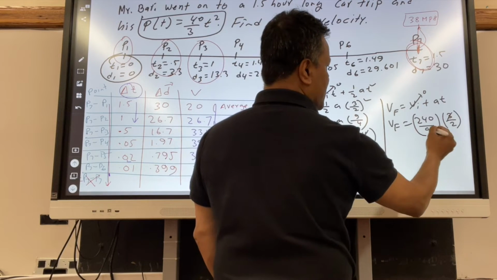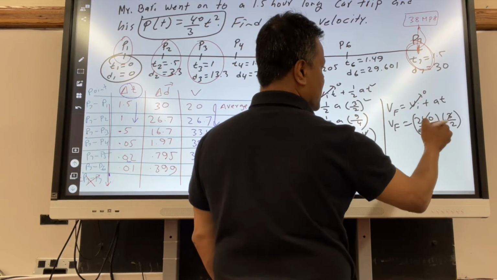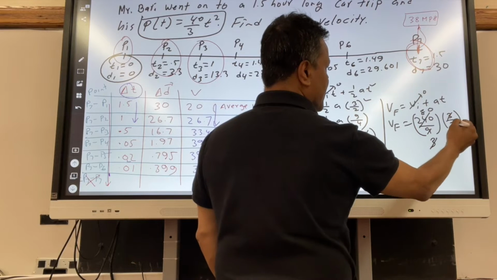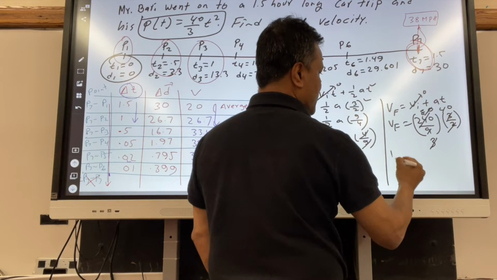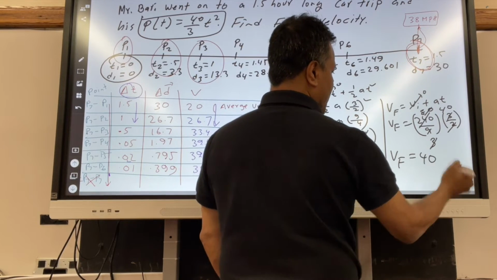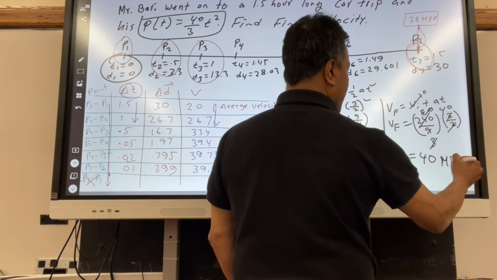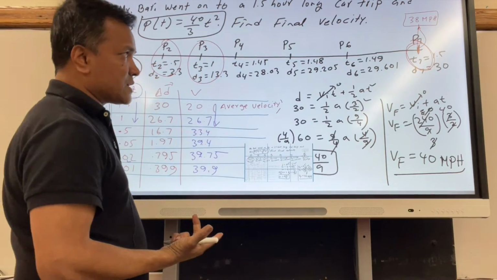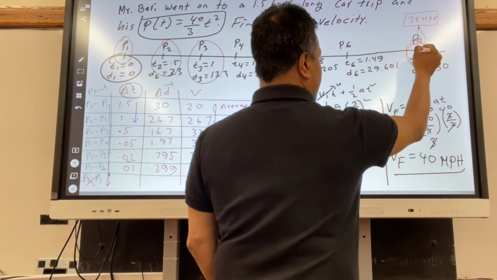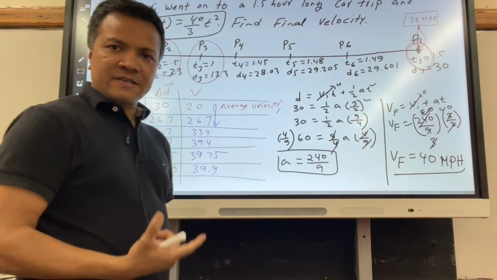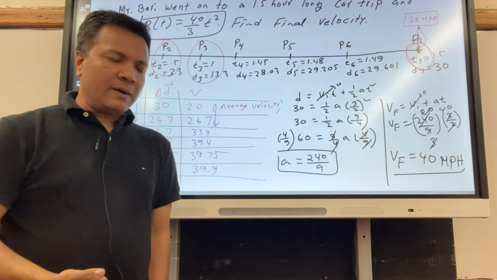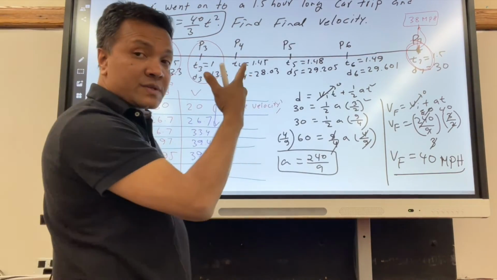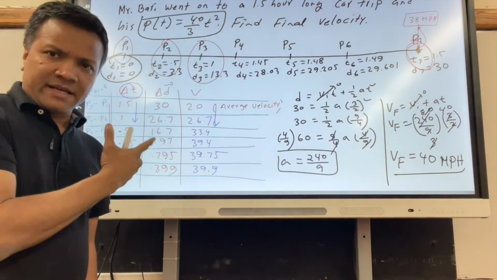3 goes into 9 3 times, 2 goes into 80, 40. So vf is 40 miles per hour. Of course, the physics also tells us that right here the velocity is 40. We call it instantaneous velocity. Now, this is the algebraic technique of finding the velocity.